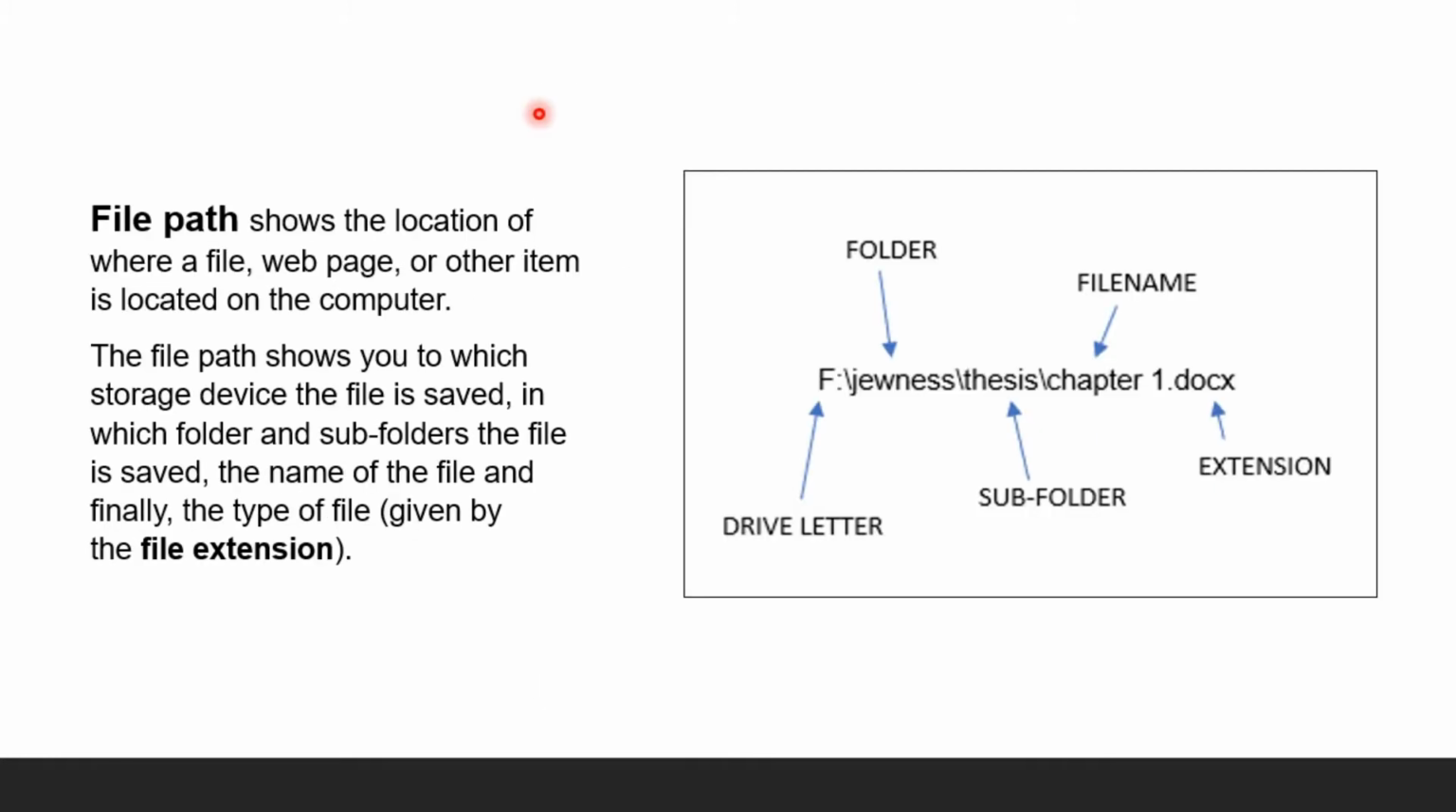Another term is file path. It shows the location of where a file, a web page, or other item is located on the computer. What we have here is an example of a file path. Letter F here stands for the drive, or the disk drive, usually indicated with a letter. Next, we have the folder where the file is saved, its subfolder, the name of the file, and then the type of file given by the file extension.